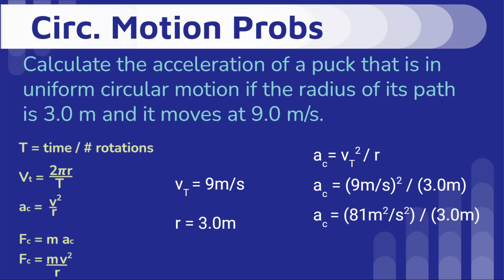So you get this. 9 squared, of course, is 81. I also square the units. But whenever I divide by 3 meters, this meters cancels one of those, and I'm left with meters per second squared. And 81 divided by 3 is 27. So I get 27 meters per second squared as the answer for this first example calculation. Does anybody have a question about this one? Should be pretty straightforward, I think.